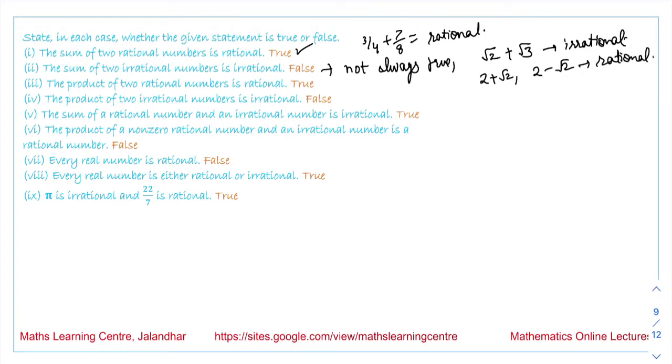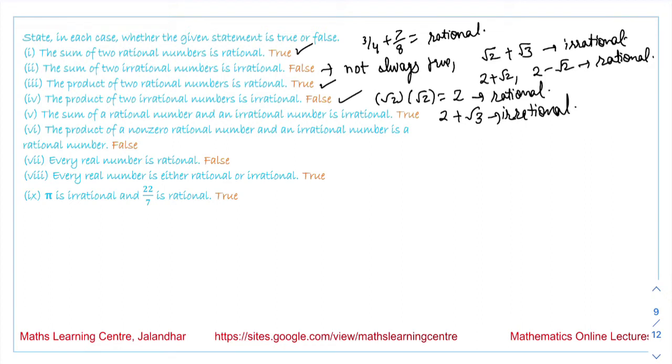The product of two rationals is a rational number is true, but the product of two irrationals is rational is false. Square root 2 into square root 2, the answer is 2, which is rational. The sum of a rational number and an irrational number is irrational. This is true. If we add 2 and square root 3, the number is irrational.